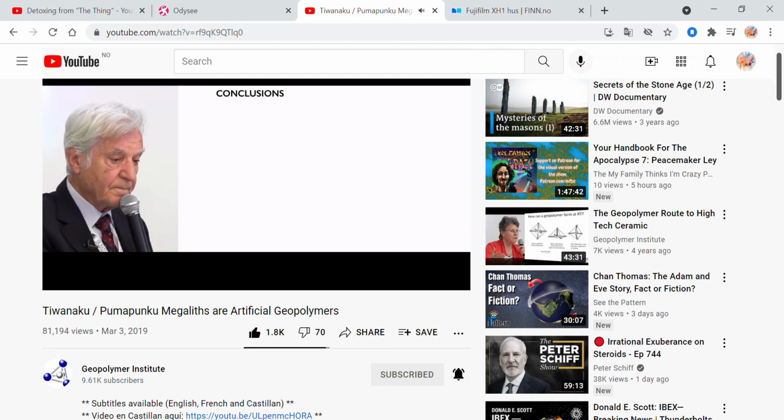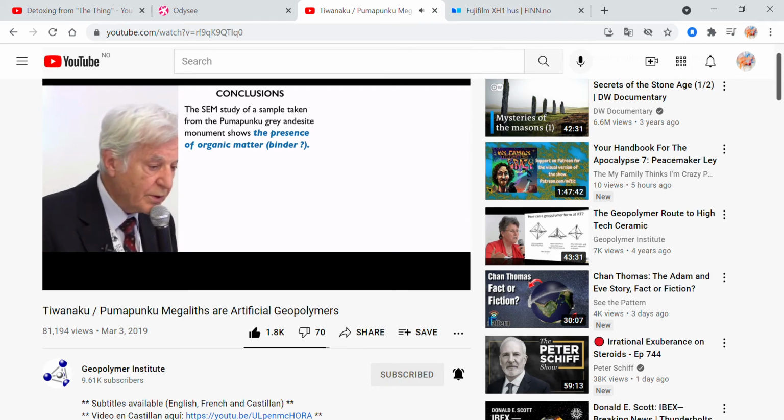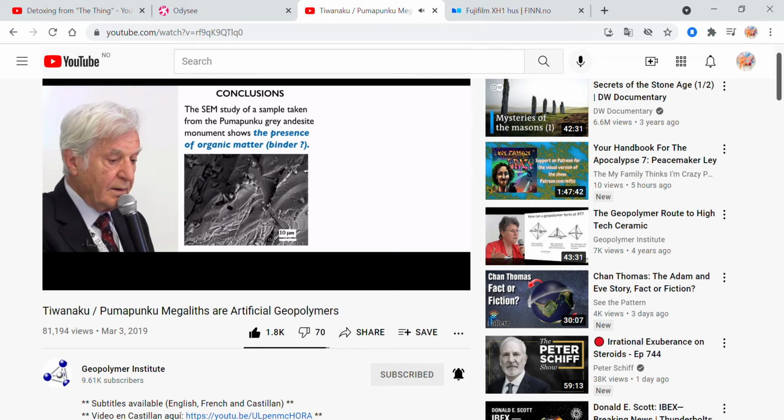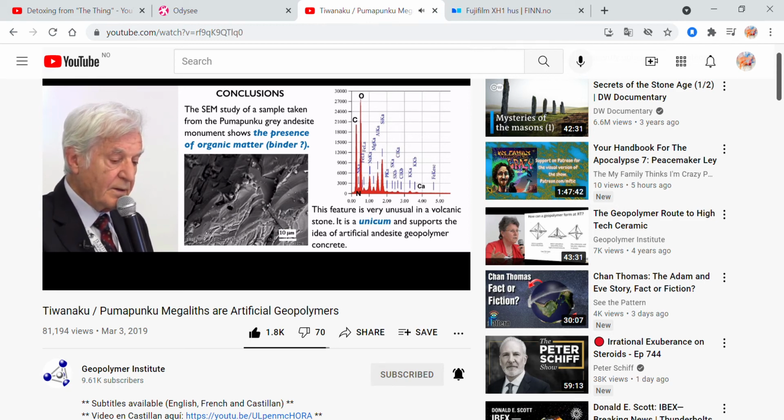Conclusion. The SEM study of a sample taken from the Pumapunku grey andesite monument shows the presence of organic matter. It could be the binder. We have carbon, nitrogen, and the like. This feature is very unusual in a volcanic stone. It is a unicum and supports the idea of artificial andesite geopolymer concrete.